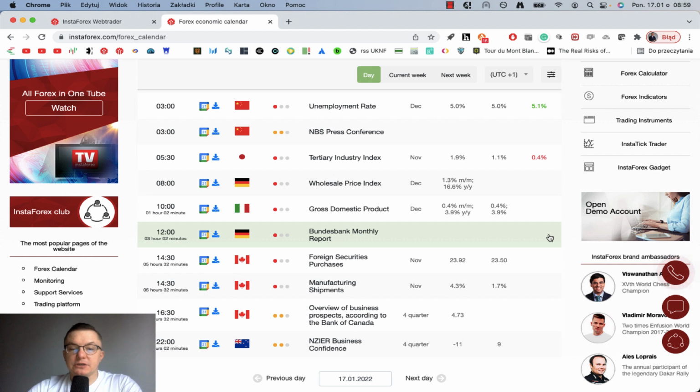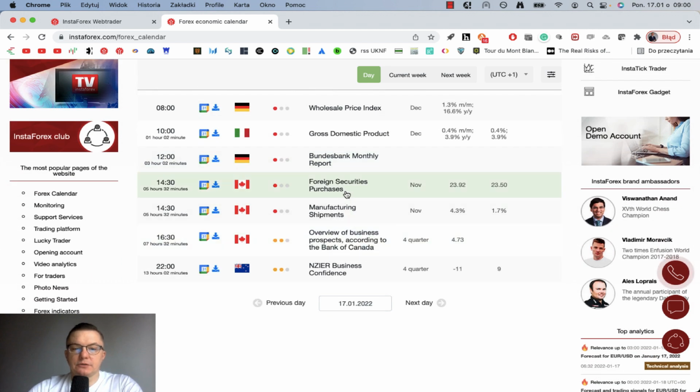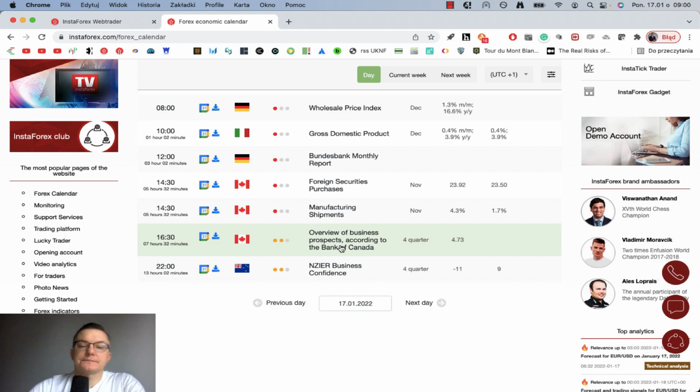During the London session, we don't have too many data that will have a definitely big impact on the markets. We got the wholesale price index from Germany and the Bundesbank monthly report scheduled for noon. During the New York session, we have data from Canada in the form of foreign securities purchases, manufacturing shipments, and an overview of the business prospects according to the Bank of Canada. So that's everything from Canada during today's New York session.